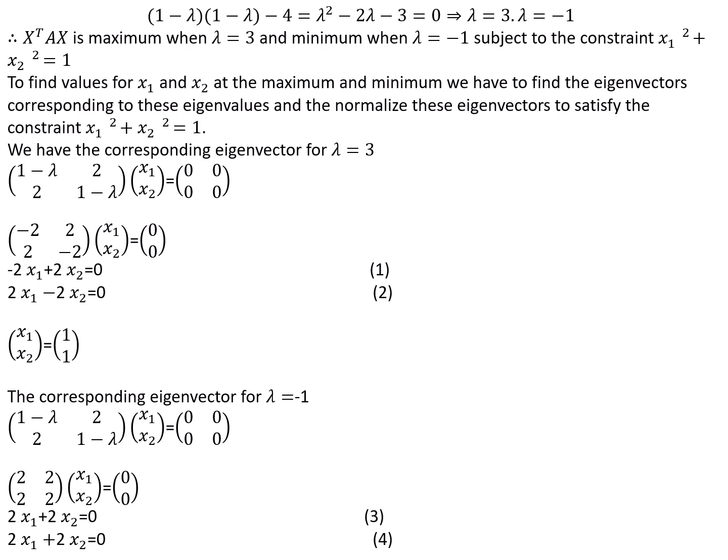Therefore, the transpose of x multiplied by Ax is maximum. You can see the values: you have 3 and minus 1. The biggest one is 3, so it's maximum at that point. So it's maximum when lambda is 3 and minimum when lambda is minus 1. And it's subject to the constraint x1 squared plus x2 squared equals 1.